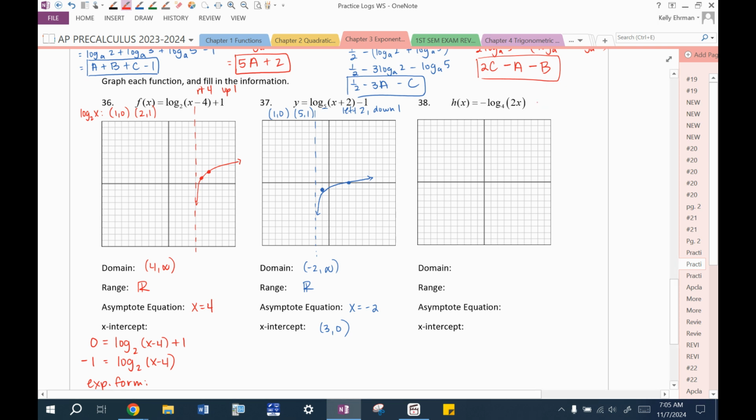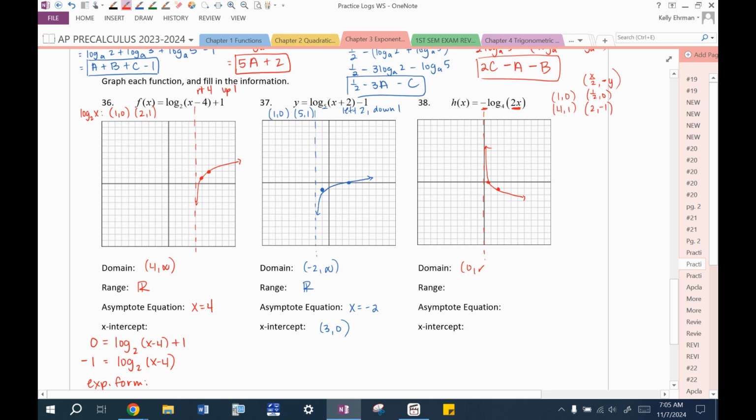For this one, the nice points originally are 1, 0, and 4, 1 because it's base 4. The 2 on the inside means the x's will get divided by 2. And the negative on the outside means the y's will get multiplied by negative 1. So let's do that. This becomes 1/2, 0, and this becomes 2, negative 1. No shifting, so let's just plot those points. Vertical asymptote would still be at 0. And the graph should be looking like this because it was an x-axis reflection.